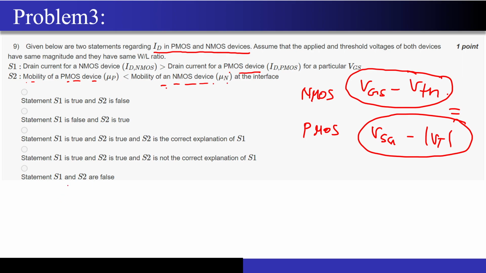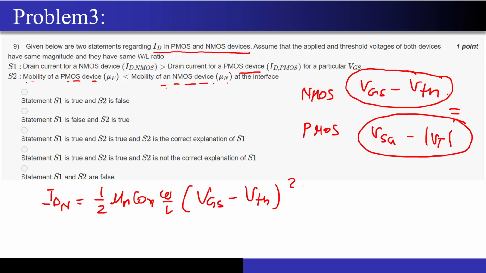So what do I have to do? I have to check whether the drain current of the NMOS device will be greater than that of the PMOS device or not. Let me write the equation. ID, let's say for NMOS, is nothing but half mu n Cox W by L into VGS minus VTH the whole square. This is for the saturation case, right?